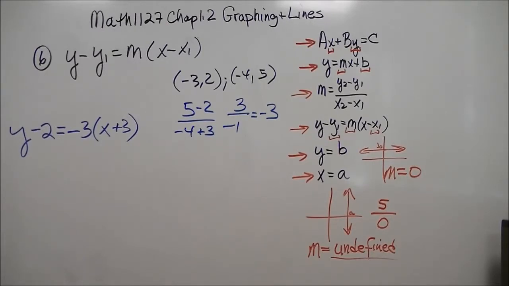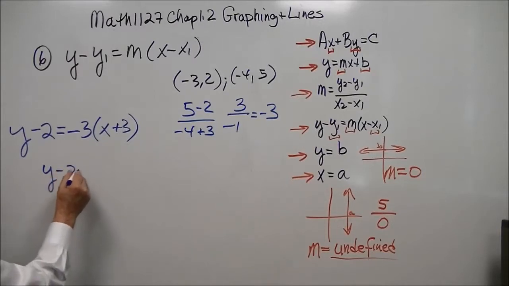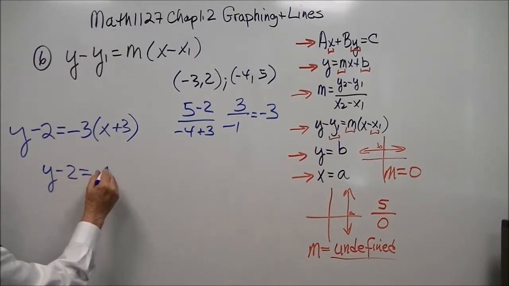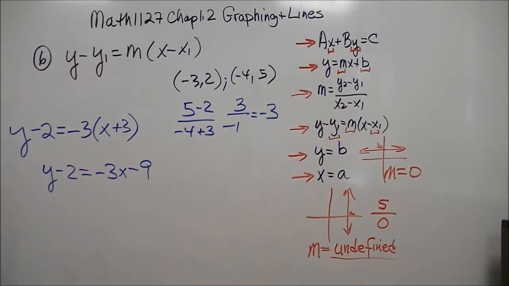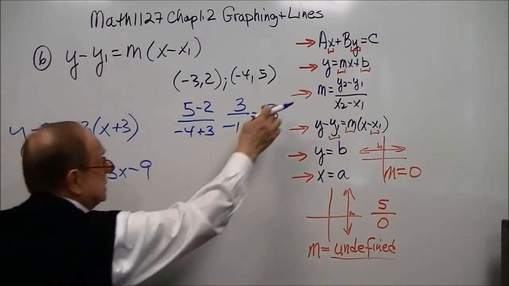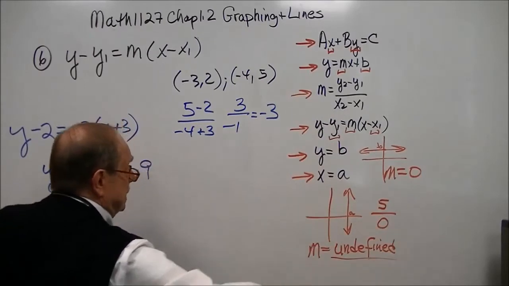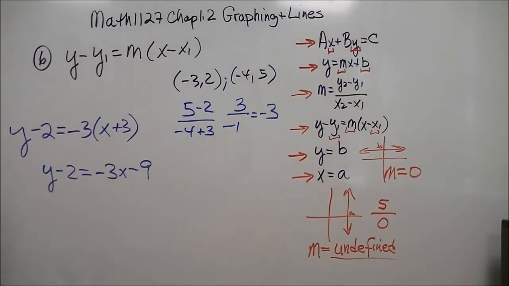So again, if you have to pause the tape if you're doing this, this is fine. So I get rid of my parentheses now. y minus 2 equals negative 3x, negative 9. Now they want this equation in slope-intercept form. That's the instructions they gave in the book.